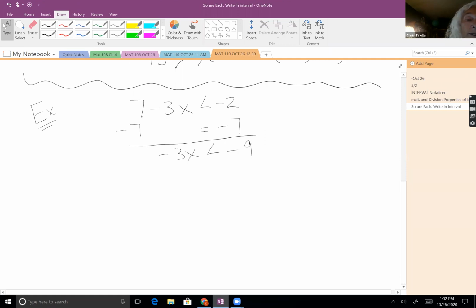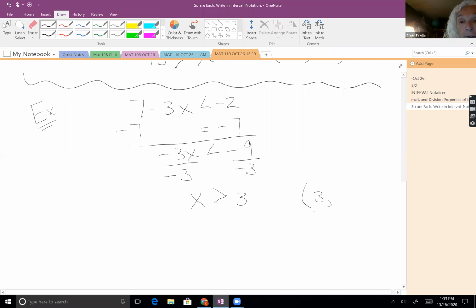Now, to isolate the x, we've got to divide by that negative 3. Here I get x. Here I get 3. But because we're dividing by a negative, my inequality is reversed. And so this time I get x is greater than 3. So 3 is the smallest value, and we cannot equal it.